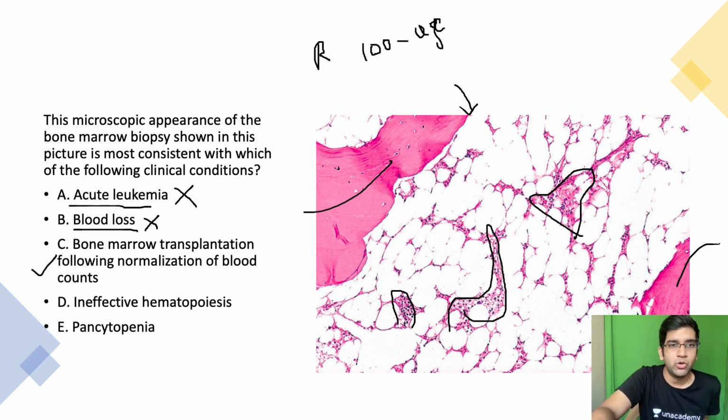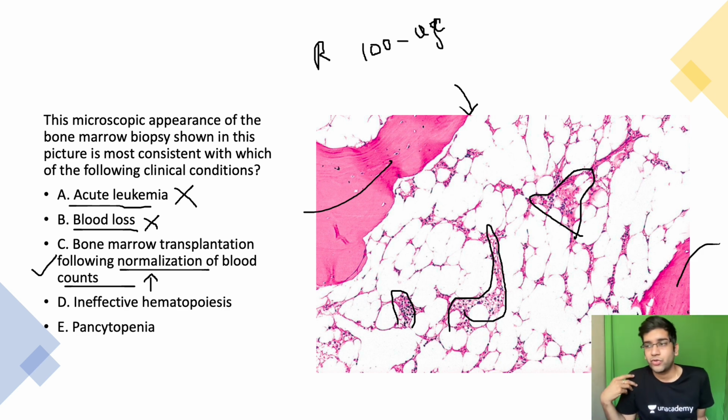Third, a bone marrow transplantation following normalization of blood counts. See, the second part is more important. I can have a bone marrow transplant. So for example, I'm doing a bone marrow transplant today. Next week, I'm taking a biopsy. It might have this appearance, because what we do pre-transplant is I irradiate and make my bone marrow completely empty, right? That's what we do, right?